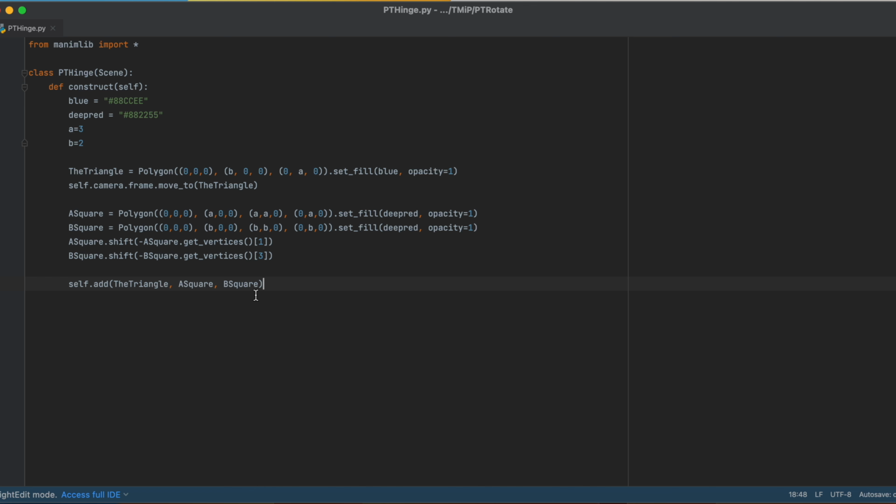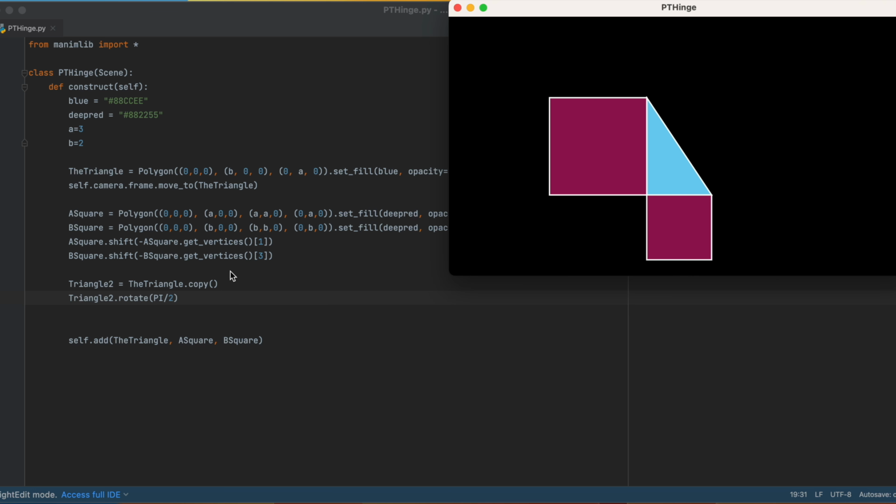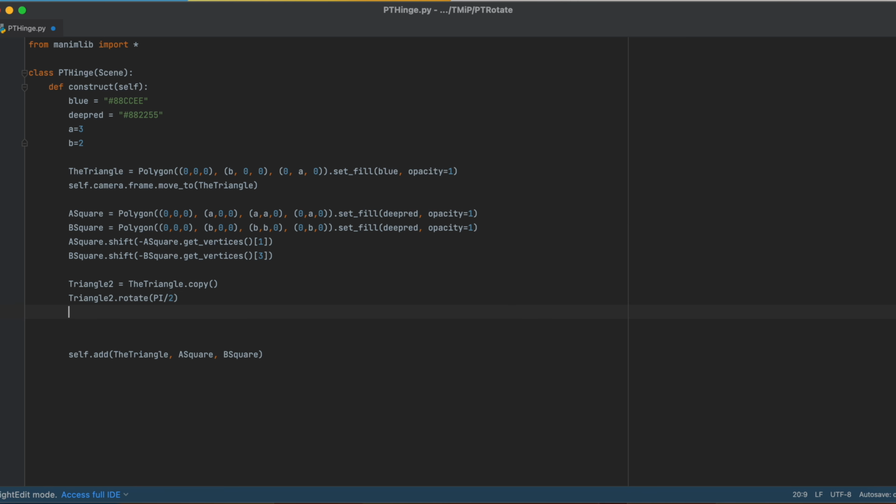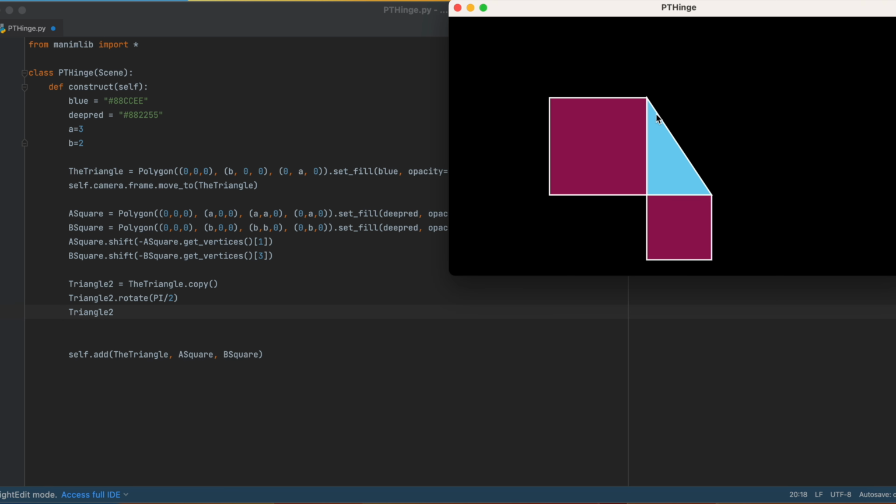So I'm going to need a copy of the triangle. I'll call it triangle 2, and it's just the triangle, but it's a copy. And then I need to take triangle 2 and rotate it. I'm going to rotate it pi over 2, I think. We'll see what that looks like. And then what I want is this triangle rotated, and I want the rotated version of this vertex up here to align with that vertex over there.